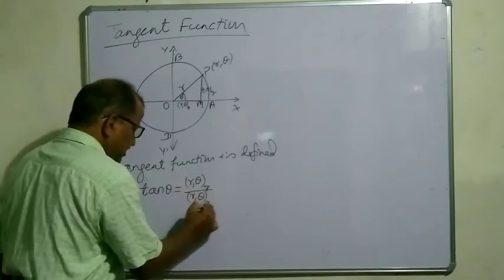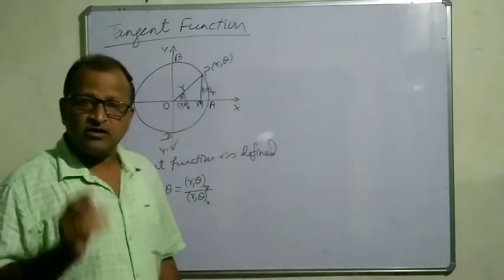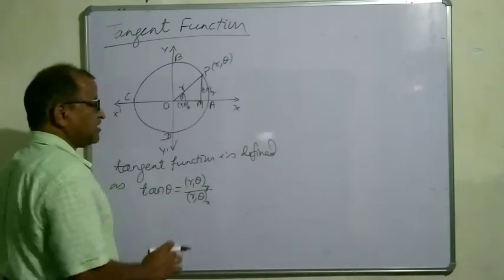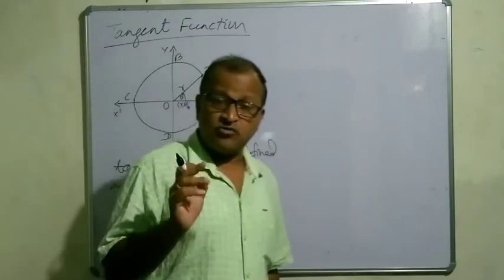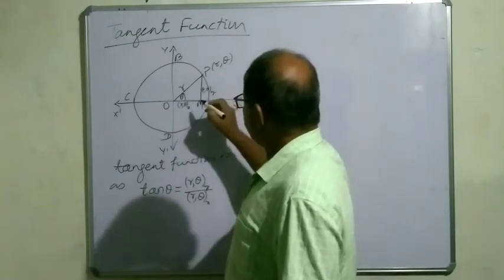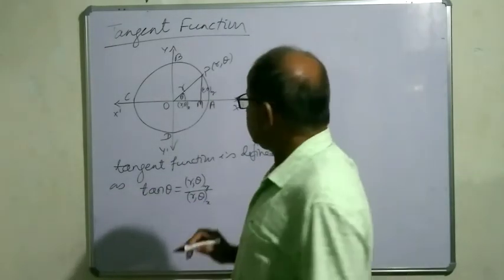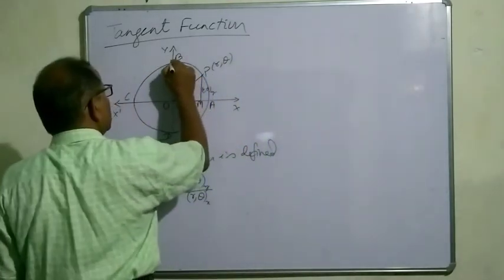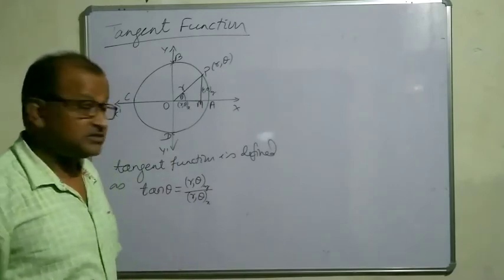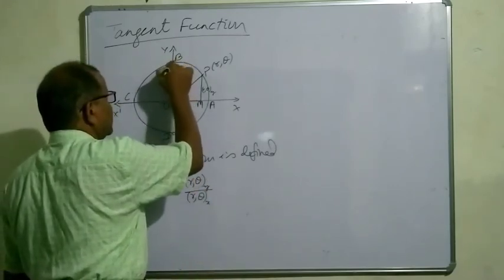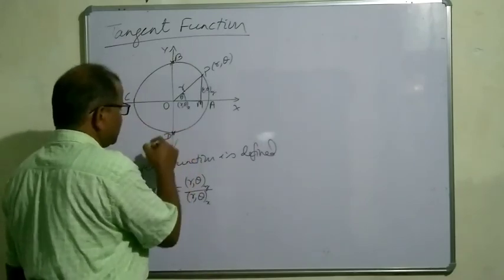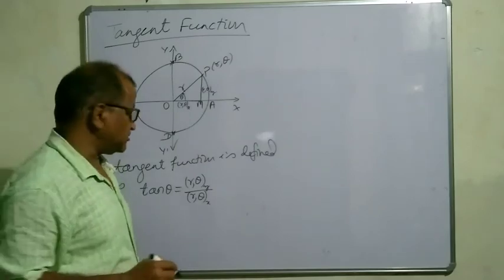Yes, when the denominator is 0, it is not defined. So let us see where the denominator is 0. What is the denominator? The denominator is the x coordinate. The x coordinate of a point will be 0 when the point is on the y axis, right? And you see this point. This is a point on the y axis where the circle intersects the y axis, and this is also a point on the y axis where it intersects.